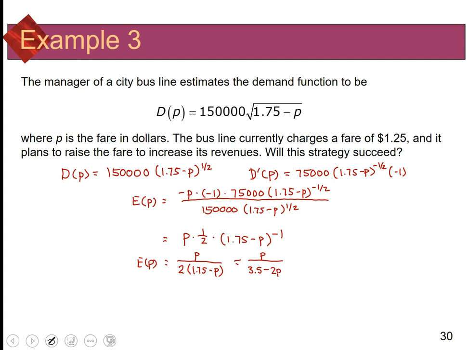Now I'm going to calculate what that is when the price is $1.25. I'm going to have 1.25 over 3.5 minus 2 times 1.25. And I get 1.25 over 3.5 minus 2.5, which is 1.25 over 1, which is 1.25. That's greater than 1, so this is elastic.